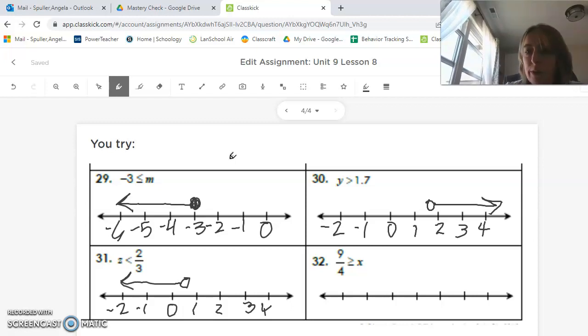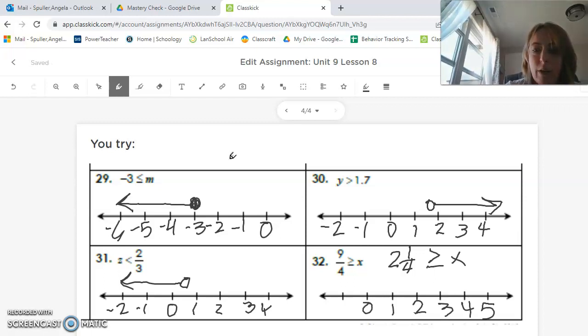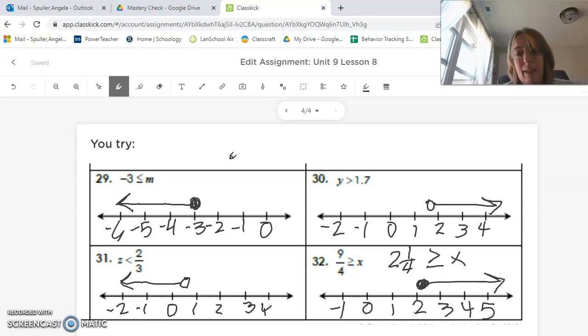All right, 9/4. I like to look at it like this. It's 2 1/4, right? x is greater than or equal to 9/4. So let's start with 2, 3, 4, 5, 1, 0, -1. It's past 2, but it's not to 3. So I'm going to put a closed circle because it's greater than or equal to, and I'm going to go this direction, to the right.